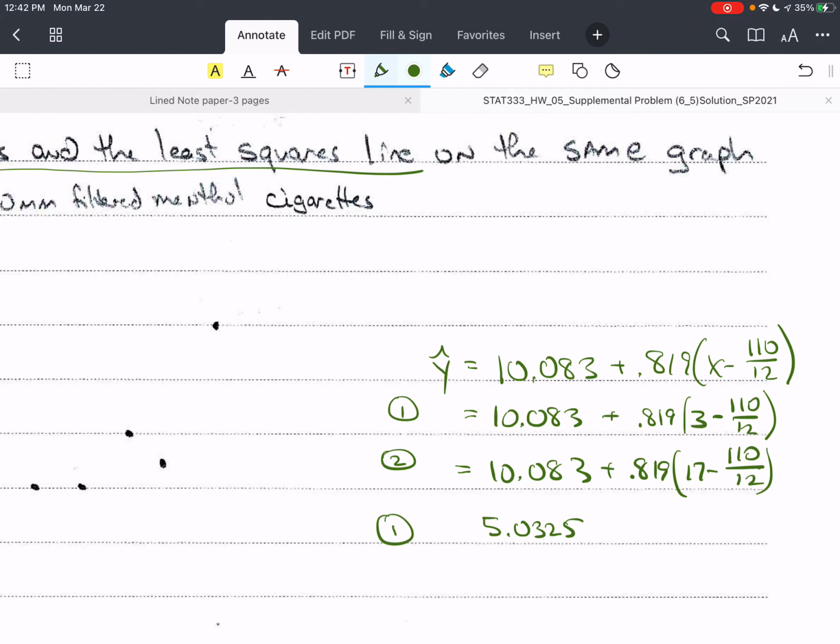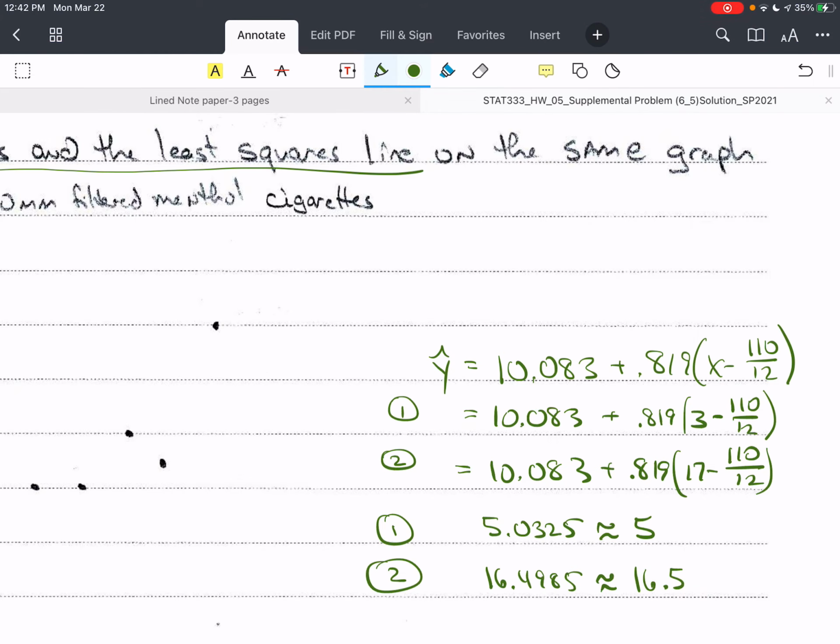All right, so let me try it again. I've got 10.083 plus 0.819 times parenthesis 3 minus 110 divided by 12, close parenthesis. Yes, good. Now the next one, 10.083 plus 0.819 times parenthesis 17 minus 110 divided by 12, close parenthesis, gives me 16.4985. So this is close enough to 5, and this is maybe 16.5.